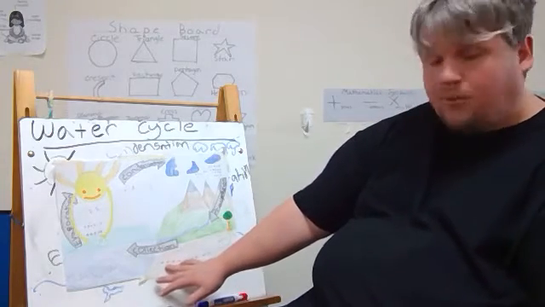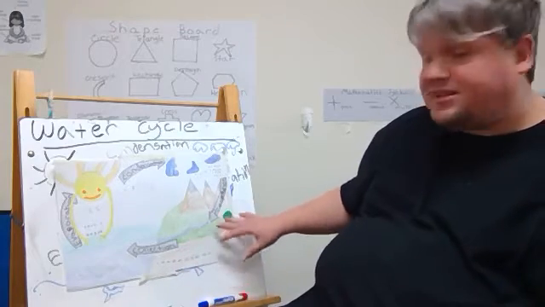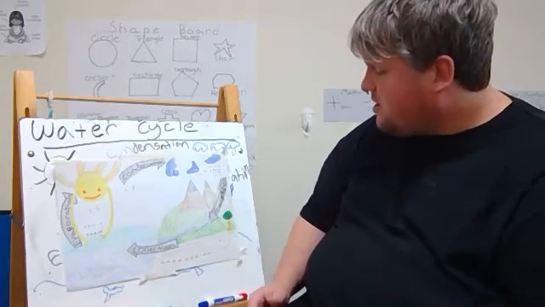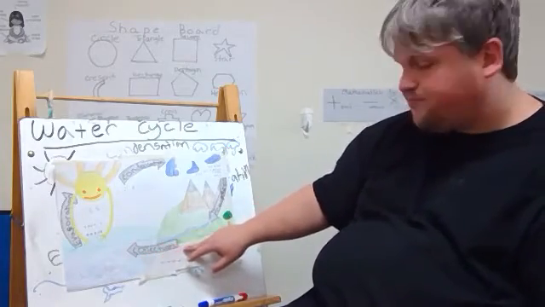As you can see here, when the water hits the ground, it can be absorbed into the soil, which helps the grass and trees grow. And once it hits its destination, it's called collection.